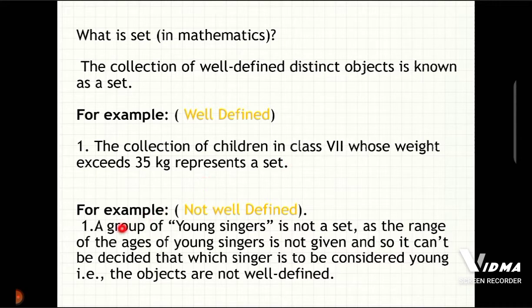On the other hand, as you can see in the example of a not well-defined set, a group of young singers is not a set. Why is it not a well-defined statement? Because the range of the ages of a young singer is not given. So we cannot decide which singer is to be considered young. So these objects are not well defined. This is the simple explanation regarding the well-defined statement and the not well-defined statement.